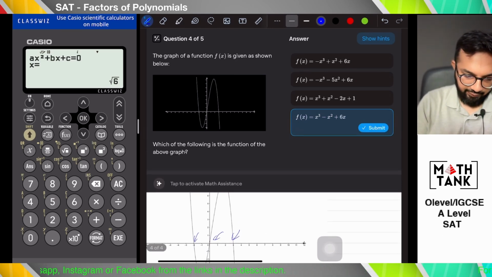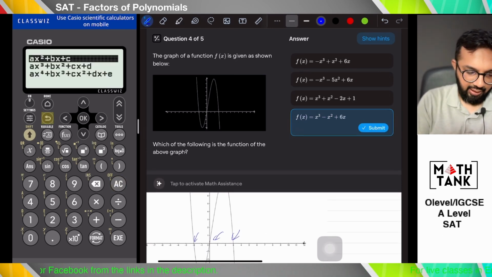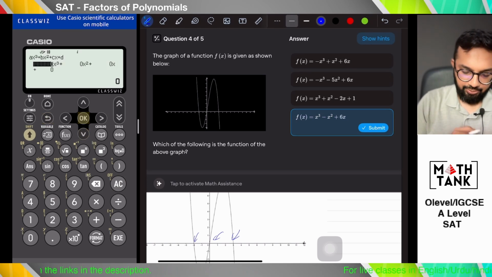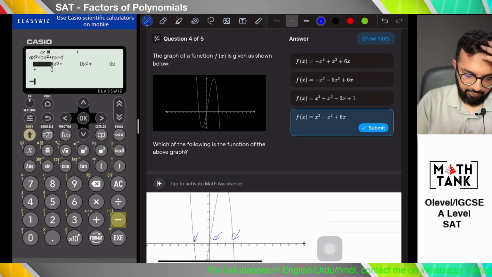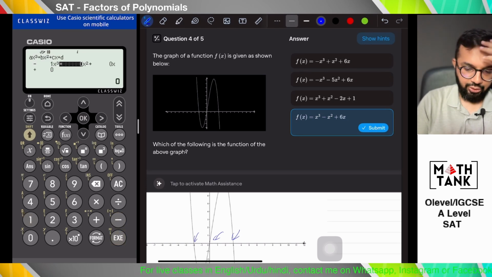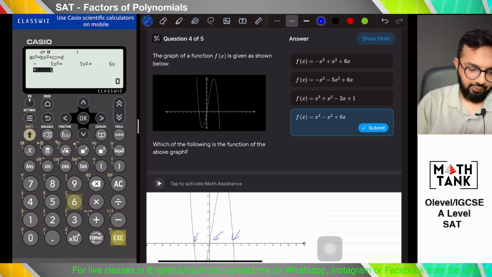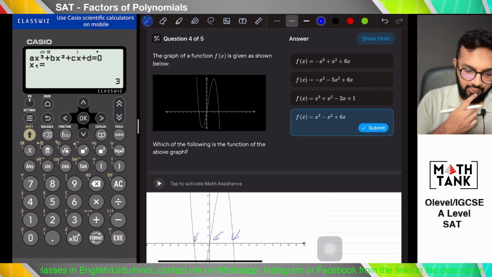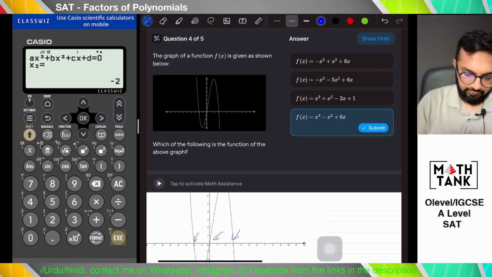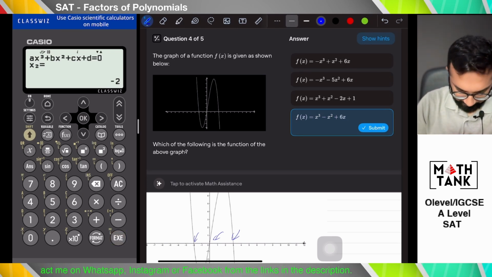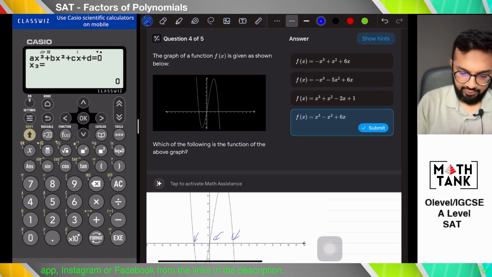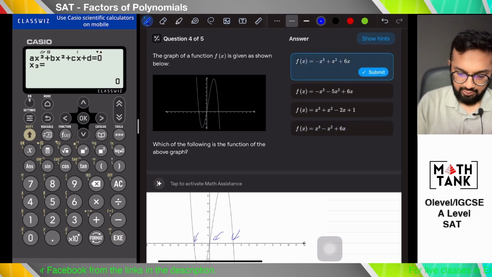I'll have to plug this in on my calculator and check the answer options, whichever one gives me these three zeros. So -1, I'm checking answer option A. Yeah, the best answer option is correct. I think I'm going to go with that.